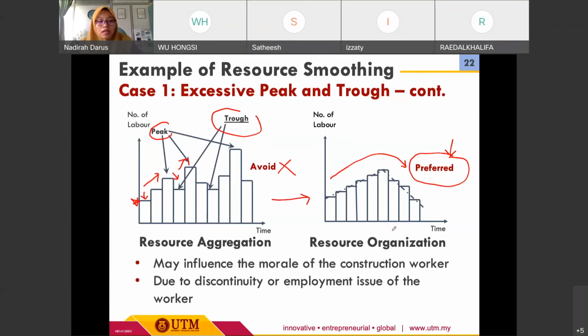Okay, and then this kind of resource aggregation, this poor resource allocation, is due to the discontinuity or employment issue of the workers. Okay, so sometimes at the construction site or any specific construction project, due to the lack of workers, lack of manpower, it is basically due to the employment issue. So it is quite difficult for the contractor or for the planner to plan their resource very well, especially the workers. So we need to consider all of these potential issues so that we will come up with a better or proper resource planning. Okay, resource allocation.